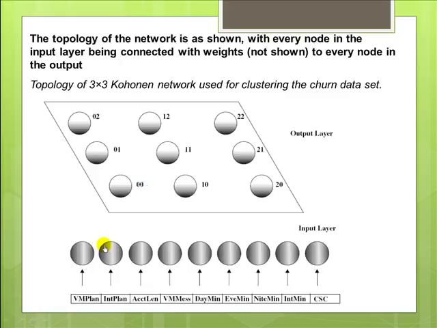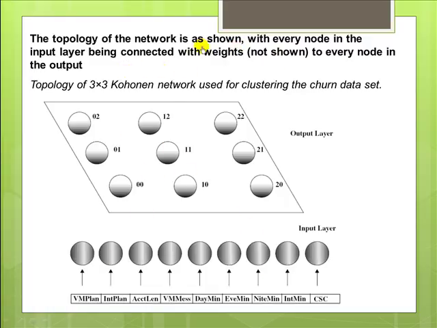Okay, and we're going to put this into our Kohonen net. So these are the variables down here. These are the input variables. So voicemail plan, international plan, account length, voicemail messages, and all these other ones. Okay. The topology of the network is as shown. So the setup is like this. We have all these inputs. This is the input layer, and we're going to do a 3x3 for our output layer, with every node in the input layer being connected.